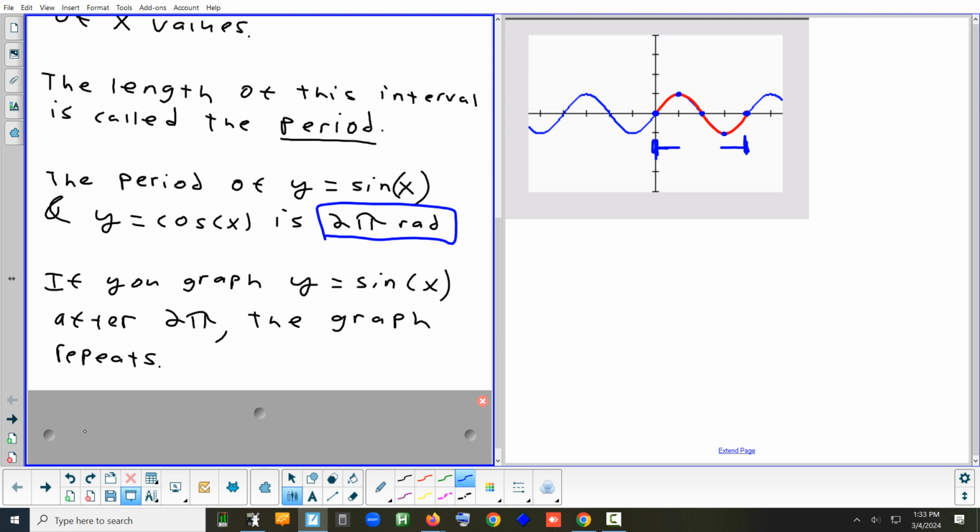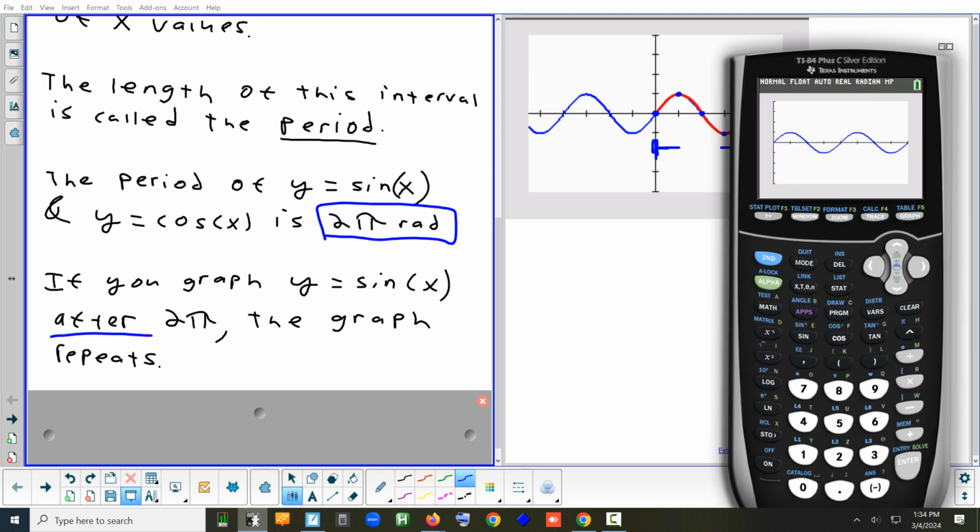Okay, so just like I showed you there, if you go beyond 2 pi with your window, all that's going to happen is the graph is going to repeat itself. Everything beyond 2 pi is going to be something you've already seen before. Just repeated. That's what makes these graphs periodic. They repeat.